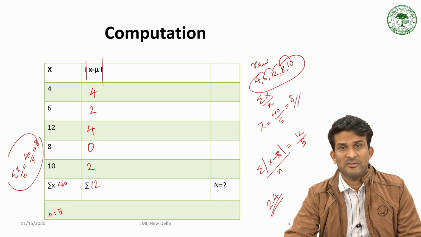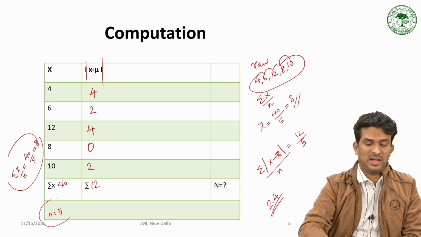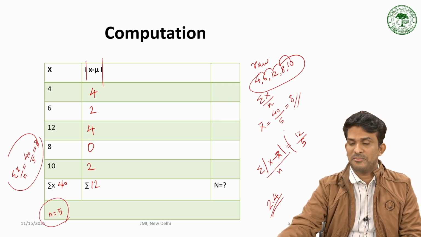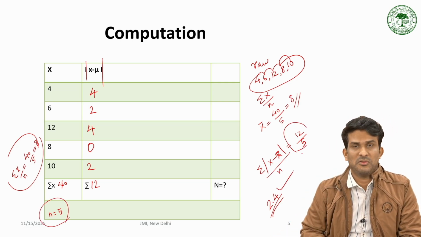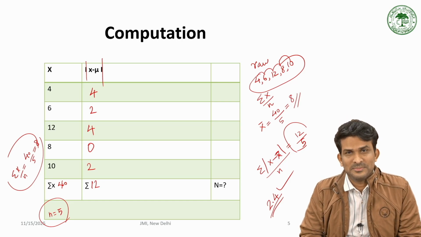It is 12 divided by total number. It is already we have 5. 12 by 5, it is 2.4. Got it? It's very simple, right?